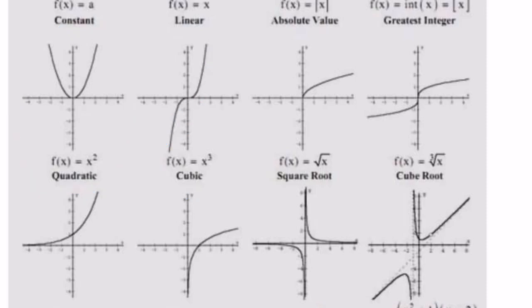Another function is the square root. The graph of the square root function is one branch. This branch lies in the first quadrant. Cube root function. The graph of the cube root function is just like that.